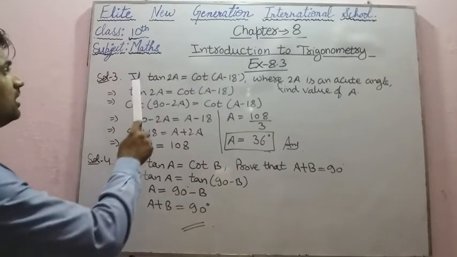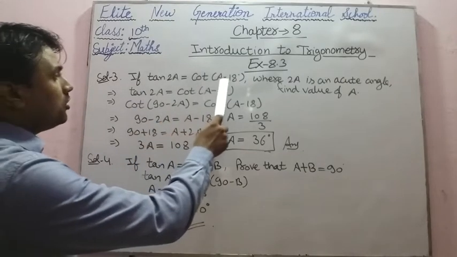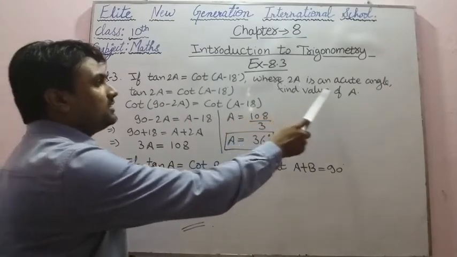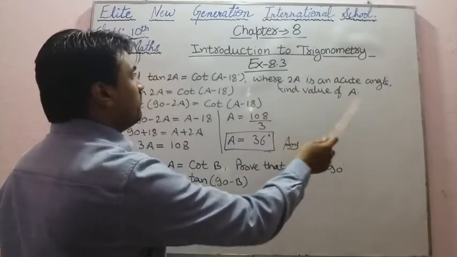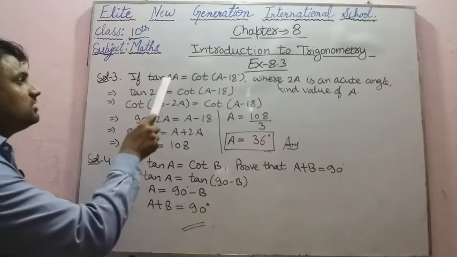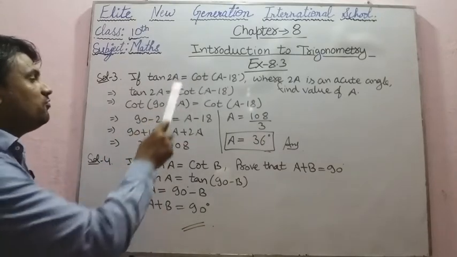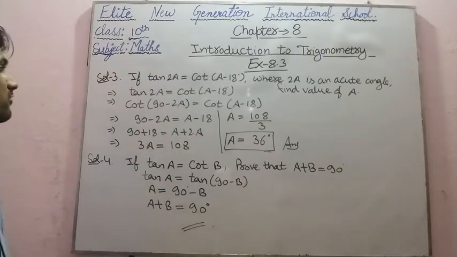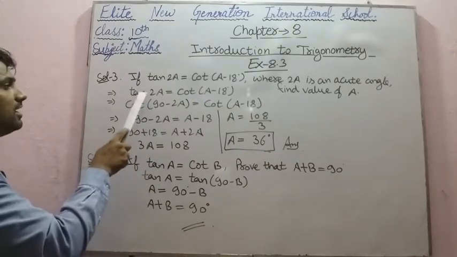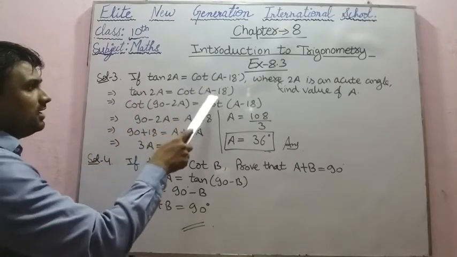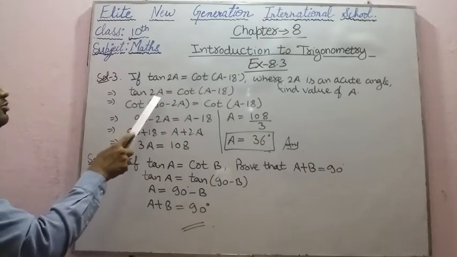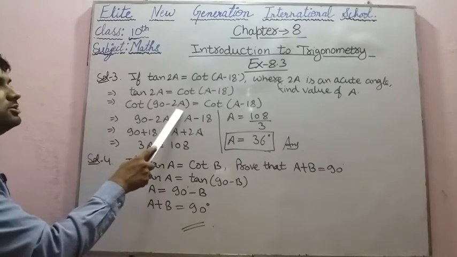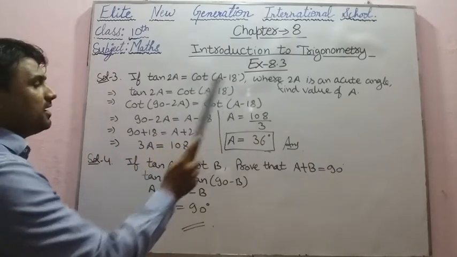In question number 3, if tan 2a equals cot (a minus 18), where 2a is an acute angle, then find the value of a. Here we are given that 2a is an acute angle and we have to find the value of a. So here we can apply the formula. It will be tan 2a equals cot (a minus 18). So in place of tan 2a, we can write cot (90 minus 2a) equals cot (a minus 18).